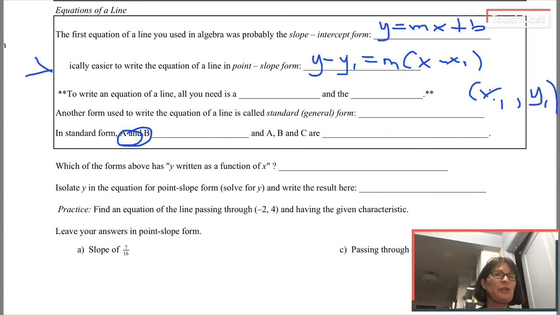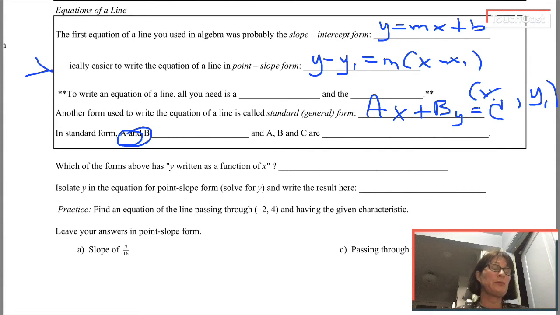Another form that we use to write the equation of a line is called standard form. That's ax plus by equals c. It's not that I need you to know that much about this equation.